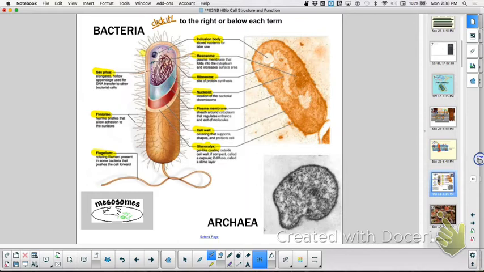to exchange DNA. We already learned nucleoid region. We already learned, what else did we learn? Ribosomes for protein synthesis. Cell walls protection. What's the flagella for? Movement.